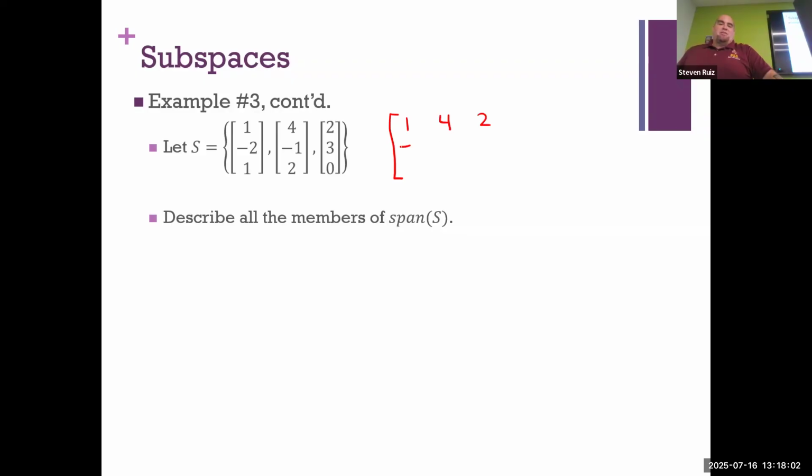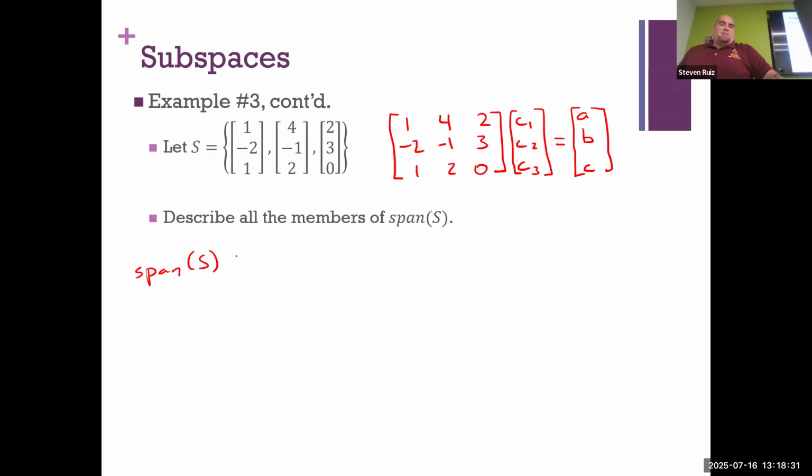So if I multiply this matrix by some collection of constants, C1, C2, C3, I want to know what's going to come out of it. So I don't know, A, B, C. So here's my goal. I want to say the span of S is equal to the set of vectors that look like A, B, C.